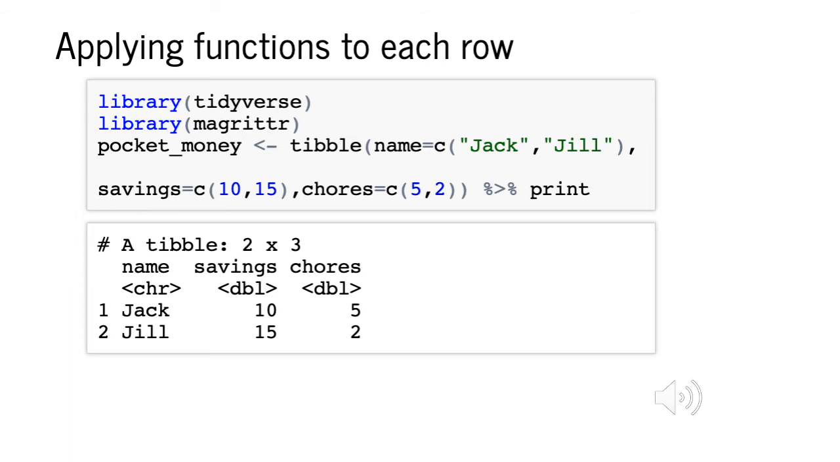Also relevant to this module is the idea of applying a function to each row of a data frame. We're going to illustrate this with a little example where we create a simple data frame called a tibble, which is called pocket money. And inside pocket money, we have the characters Jack and Jill. They have money in their savings account, $10 for Jack, $15 for Jill. And they have the money they've just earned from doing their chores, $5 and $2 respectively.